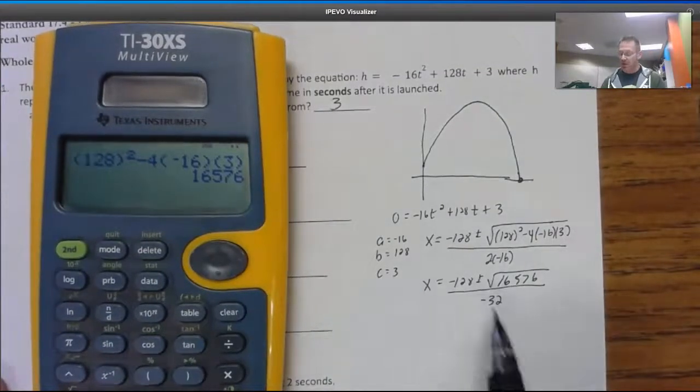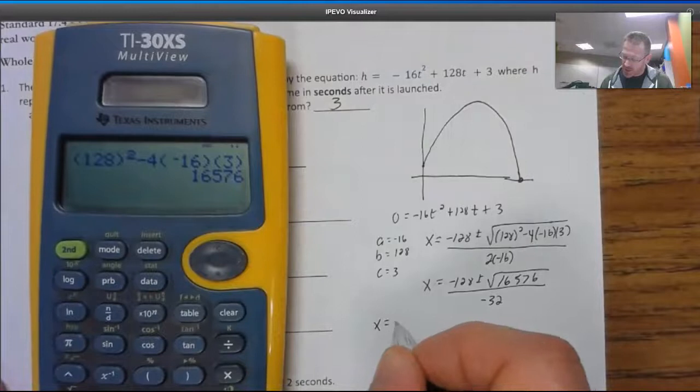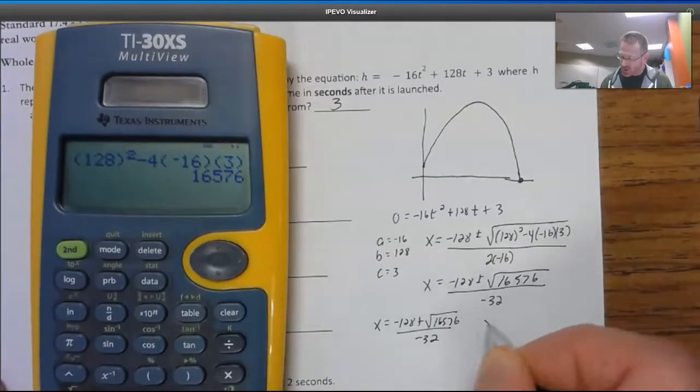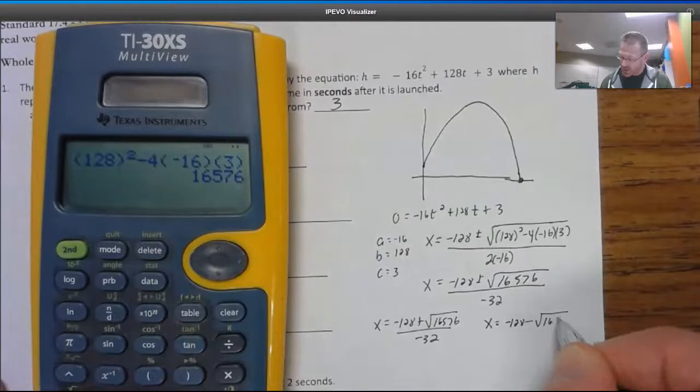Now we want to separate this. So x equals negative 128 plus the square root of 16,576, divided by negative 32, and x equals negative 128 minus the square root of 16,576, divided by negative 32.